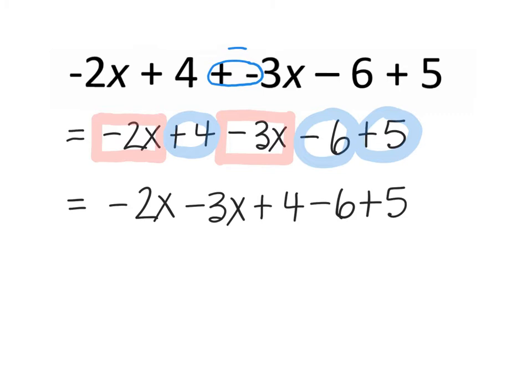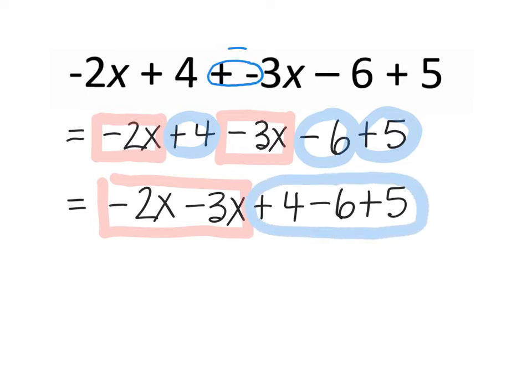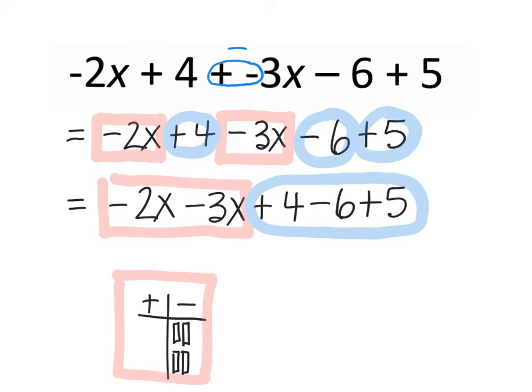What that's done for us is it's made us so that our x terms are beside each other and our number terms are beside each other. This will make it easier for us to collect the like terms as our final step. Let's draw scoreboards to help us. We will have a positive team and a negative team, and this will be for the terms that we are using red to represent here. So inside of this scoreboard, we will have 2 negative x's, and then we will have 3 negative x's. So we can see that in this case, the negative team is going to win by 5 x's.